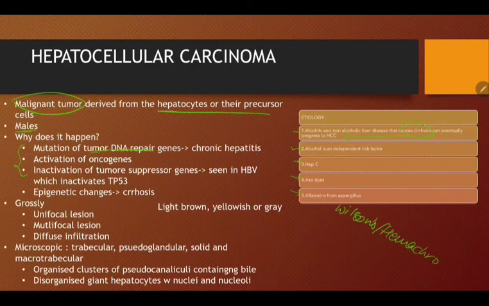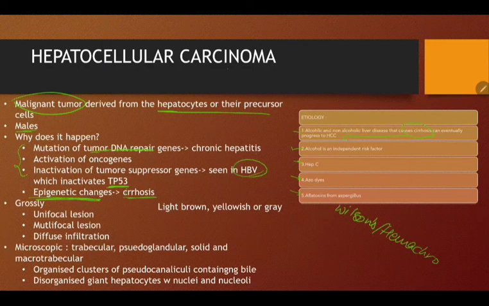Activation of oncogenes can happen because of damage, because of alcoholic liver disease or aflatoxin. Inactivation of tumor suppressor genes, TP53 being one of them. It is inactivated by HPV virus. So what happens here is that the virus, essentially, when it enters the body, inactivates certain suppressor genes and activates certain oncogenes. So what happens is you have a higher chance of hepatocellular carcinoma. Then there are epigenetic changes, like cirrhosis itself can lead to hepatocellular carcinoma.